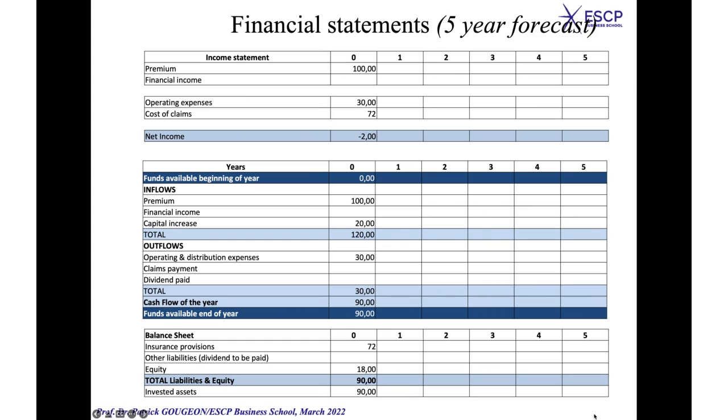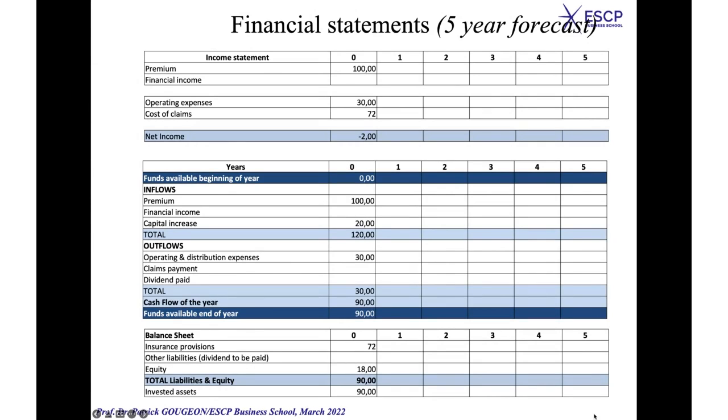Okay, so let's look at the cash flow statement. What about the inflows? Premiums are collected immediately, and also we have a capital increase, which is the amount of equity which we inject immediately when we launch the company. So when we start, not only do we collect the first premium, but we also invest the 20 of equity, which is taken here as a positive cash flow. So in total, at the beginning, you cash in 120.